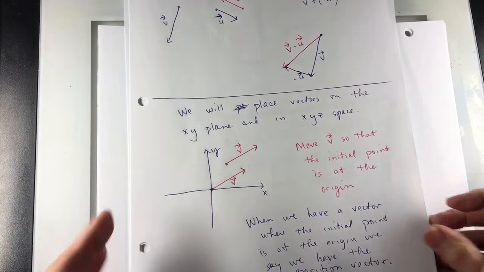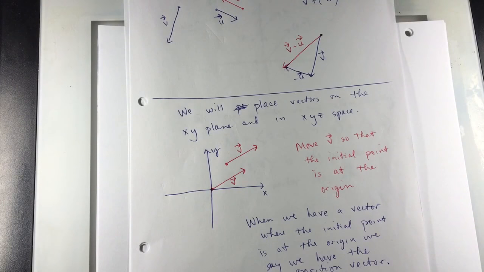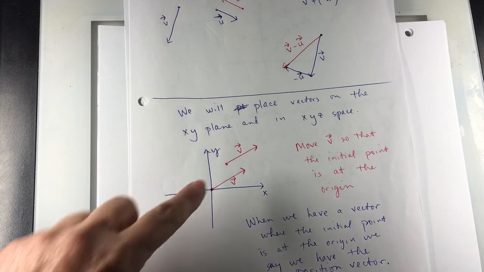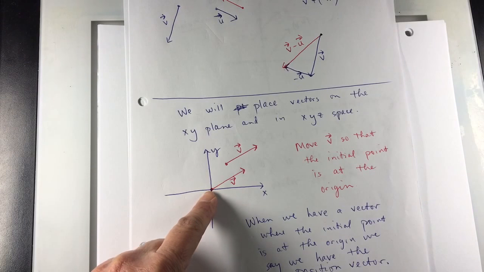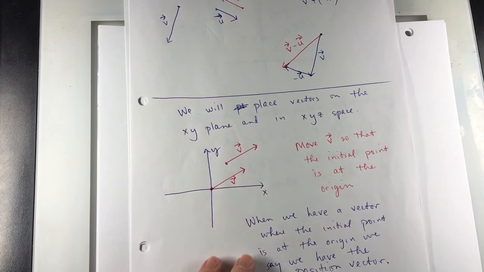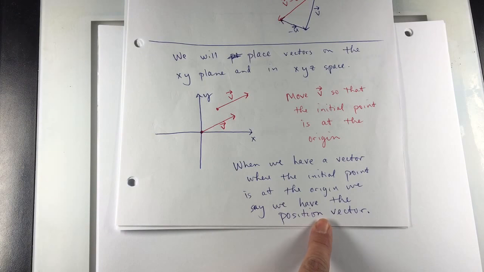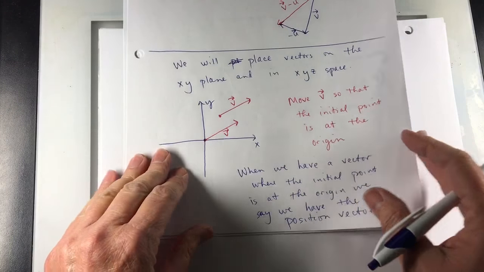So I talked about a position vector. So we can have a vector, two vectors are equal, they're the same vector if they have the same magnitude, which is the length, and the same direction. But if I take the vector and put it where the initial point is at the origin, then we call that the position vector, the position representation of that vector.